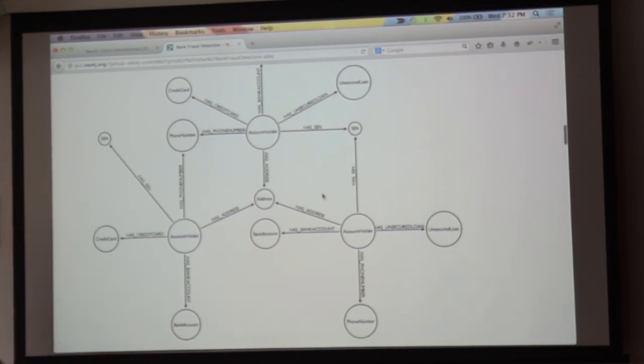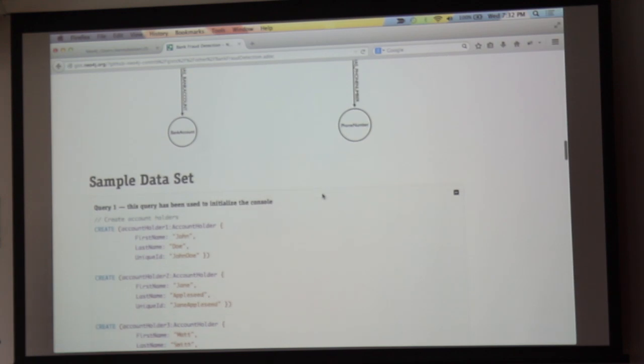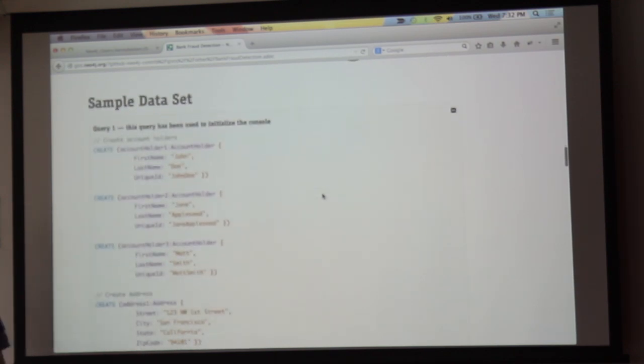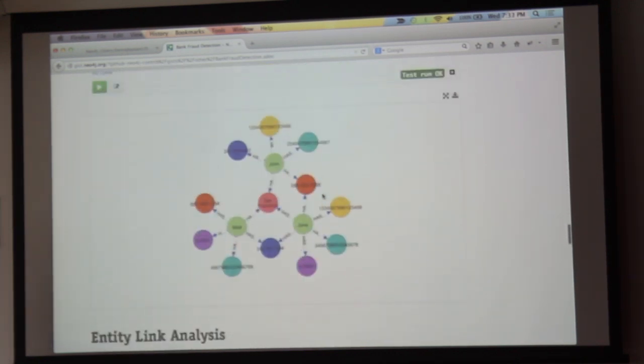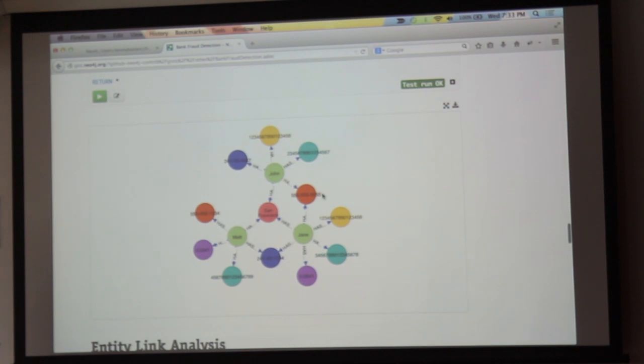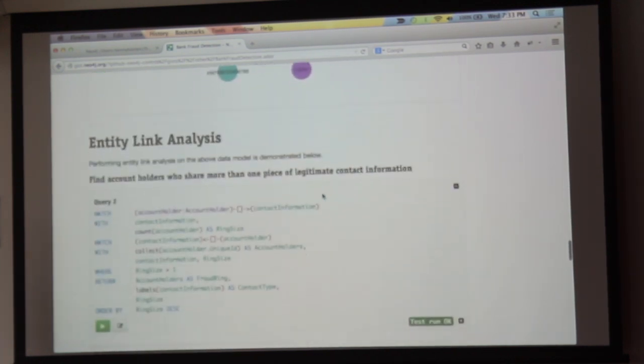So you model out the domain of your problem, you put the entities that are required to answer your questions and solve the problem. And then you go ahead and you create a Cypher query that creates the sample dataset. Here's a visualization of that graph after Cypher created it. But then the point of that is to run some queries on it.